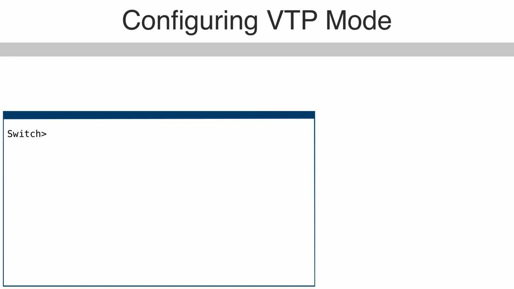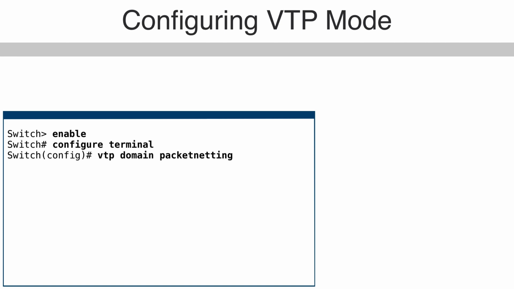When you configure a domain name, it cannot be removed. You can only reassign a switch to a different domain. Enables privileged exec mode. Enter your password if prompted. Enters the global configuration mode. Configures the VTP administrative domain name. The name can be 1 to 32 characters.